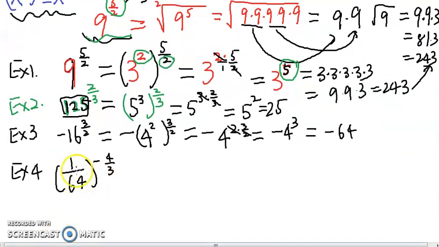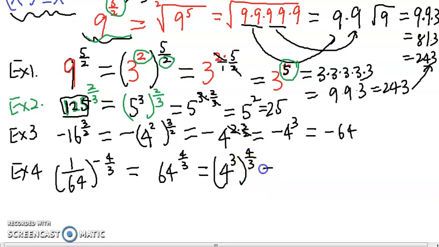Now what if it has a fraction in here? Notice that a negative exponent means reciprocal, so we can go ahead and flip it to get 64 over 4 to 4/3. Because a negative exponent means you flip the reciprocal. And then flip the base. And then we can rewrite 64 as 4 to the third, and then raised to 4/3.